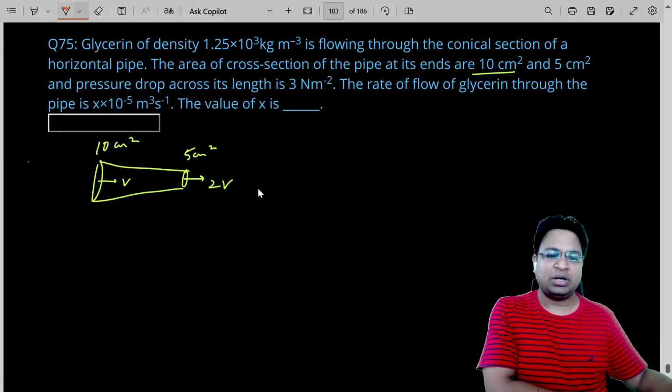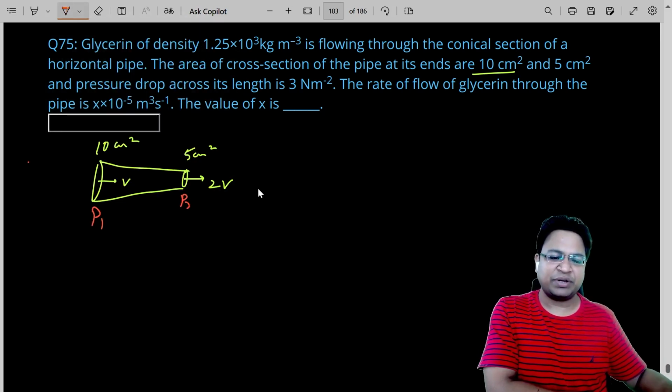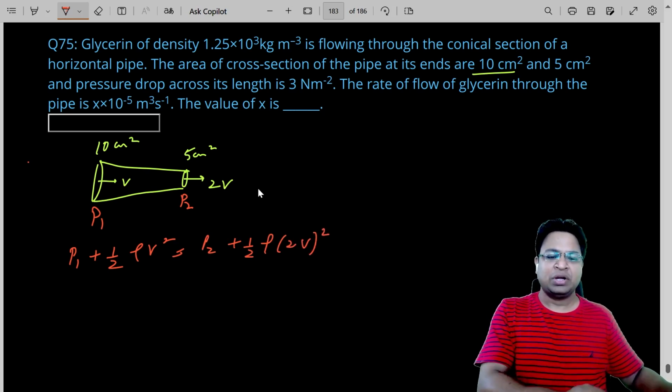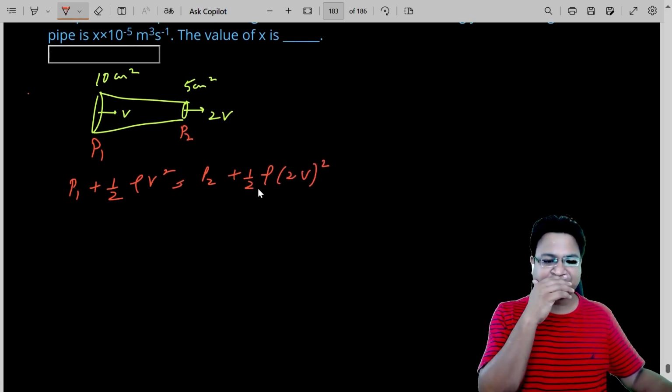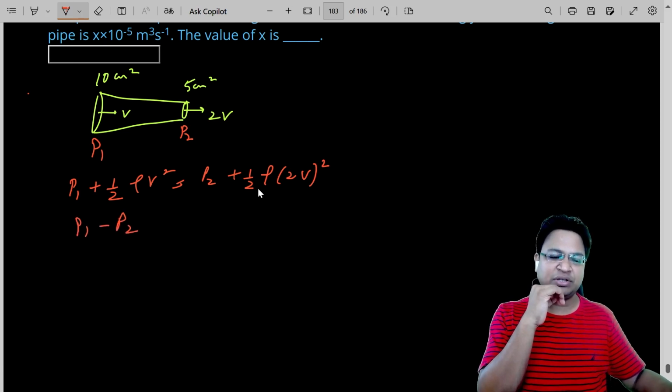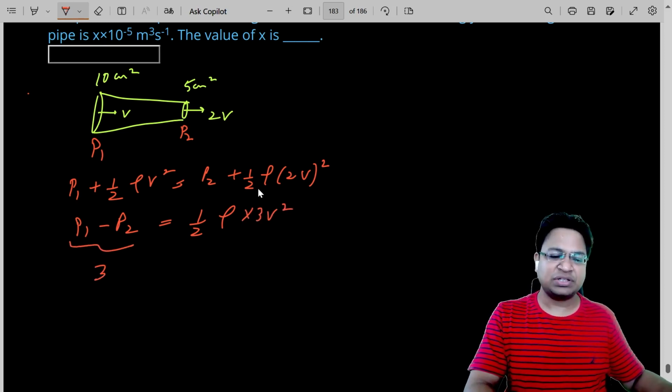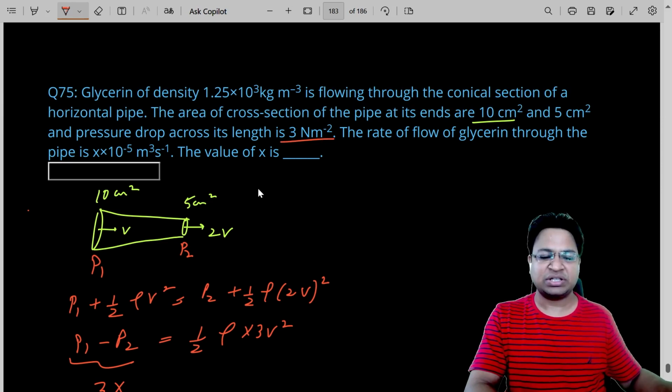Now let the pressure here be P1, let the pressure here be P2. From Bernoulli equation, we are going to write P1 plus half rho V square is equal to P2 plus half rho (2V) square. We are expecting P2 to be less. So P1 minus P2 will become equal to half rho times 4V square minus V square, which is 3V square. So from here we can get the value of V. Pressure difference is given as 3 SI unit.